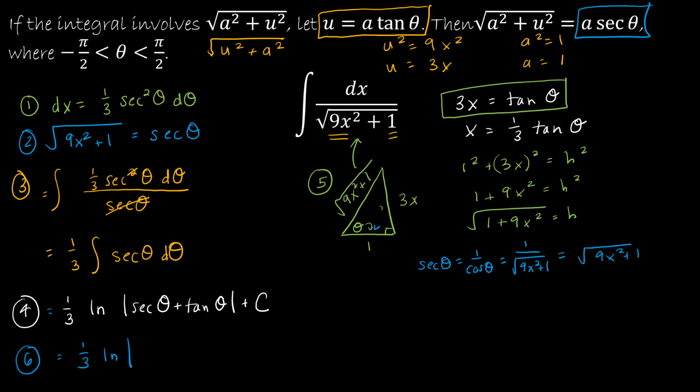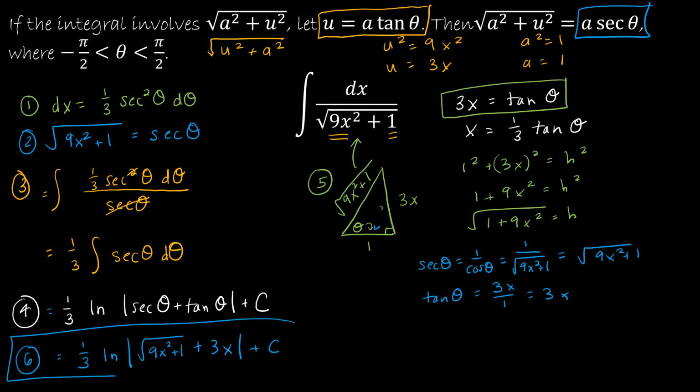Now you don't have to write all of that out, I'm just doing that for your benefit. Root 9x squared plus 1. And then tangent of theta, tangent is opposite over adjacent, so tangent of theta is 3x over 1, which is just 3x. So plus 3x, and then plus c. And that is my final answer.